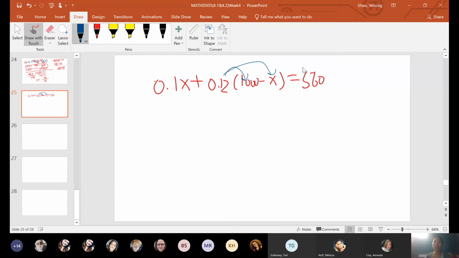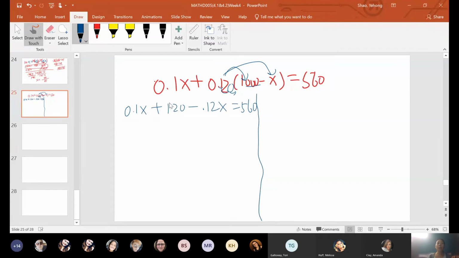Well, I guess there are two options. You either keep all the decimals or you get rid of decimals. Maybe I can do both ways. So first, I'm going to keep all the decimals. So I'm going to keep 0.1x. 0.12 times 1,000. There are 3 zeros, so that means you move the decimal point to the right 3 times. Because I only have 2 places, I'm going to add a 0 so I can move it 3 times. 1, 2, 3. That gives me 120 minus 0.12 times x. Distribute that. Equals 560.